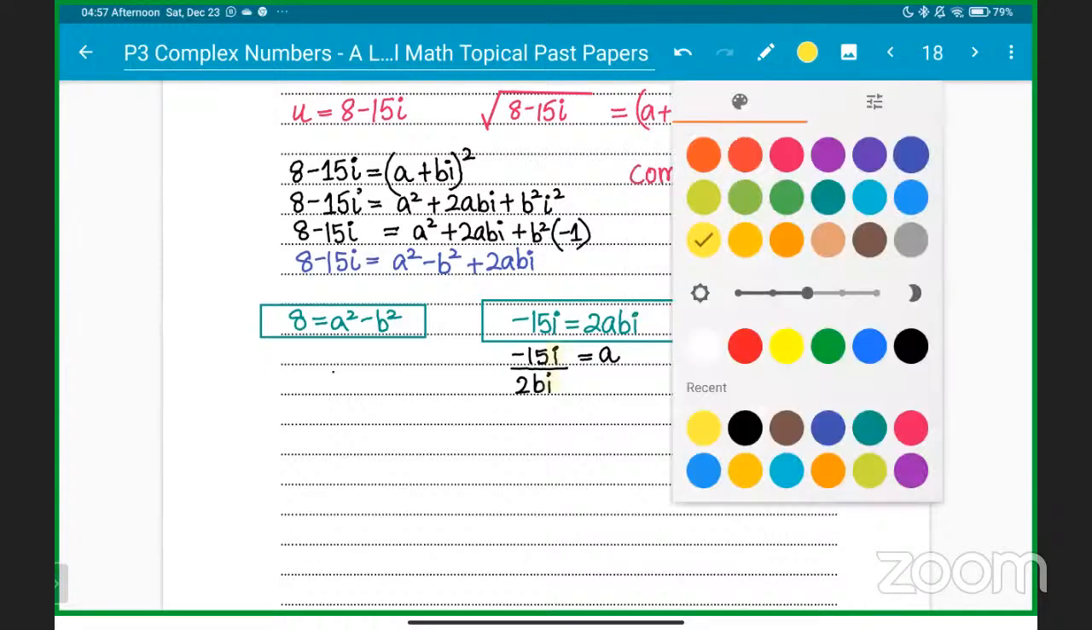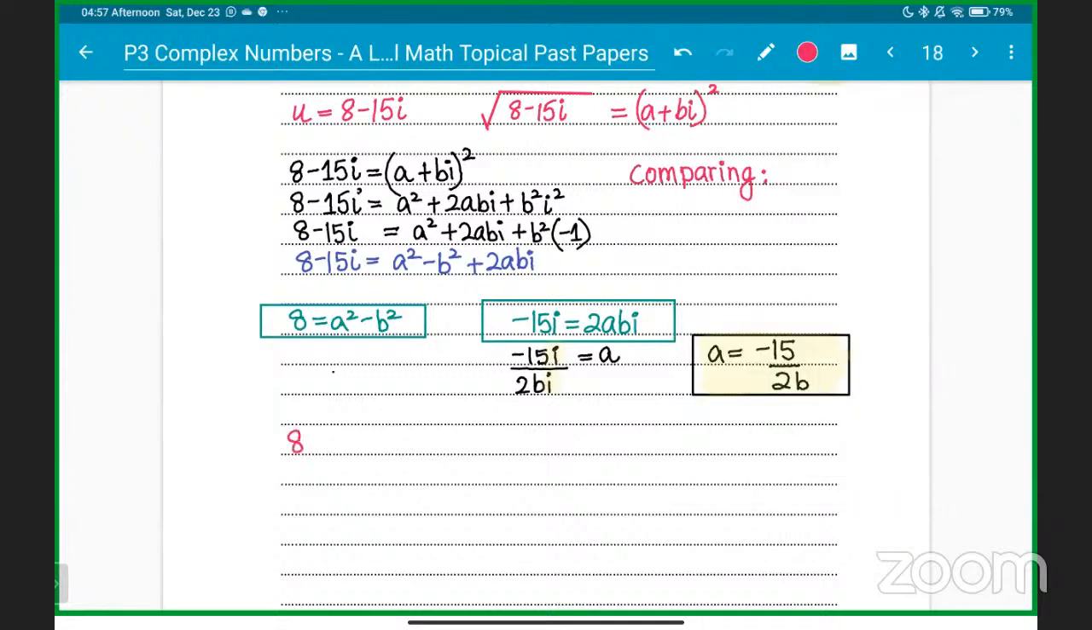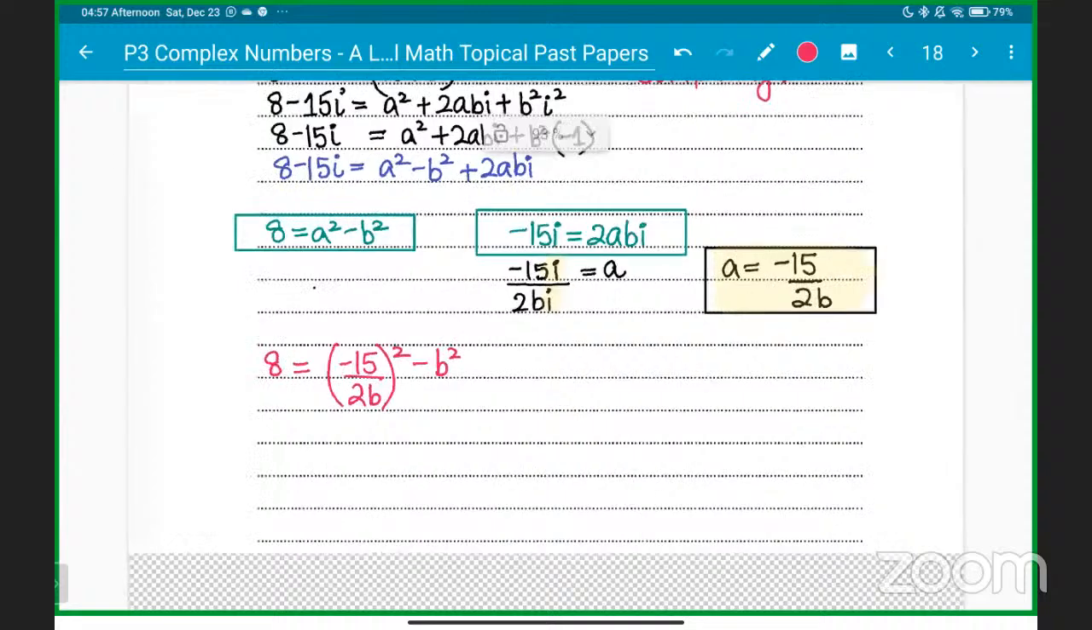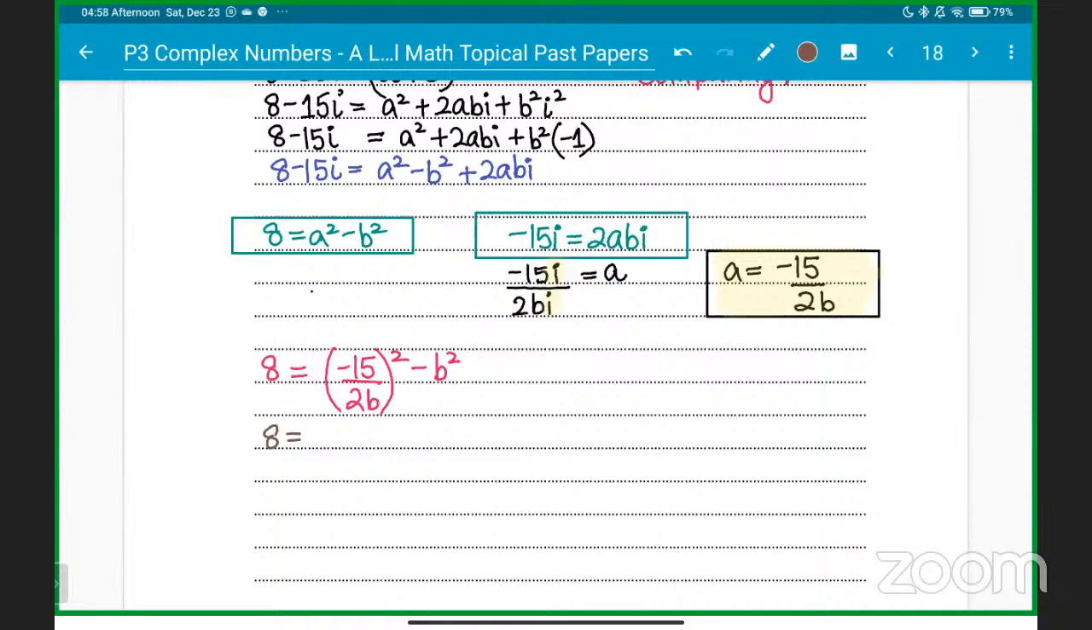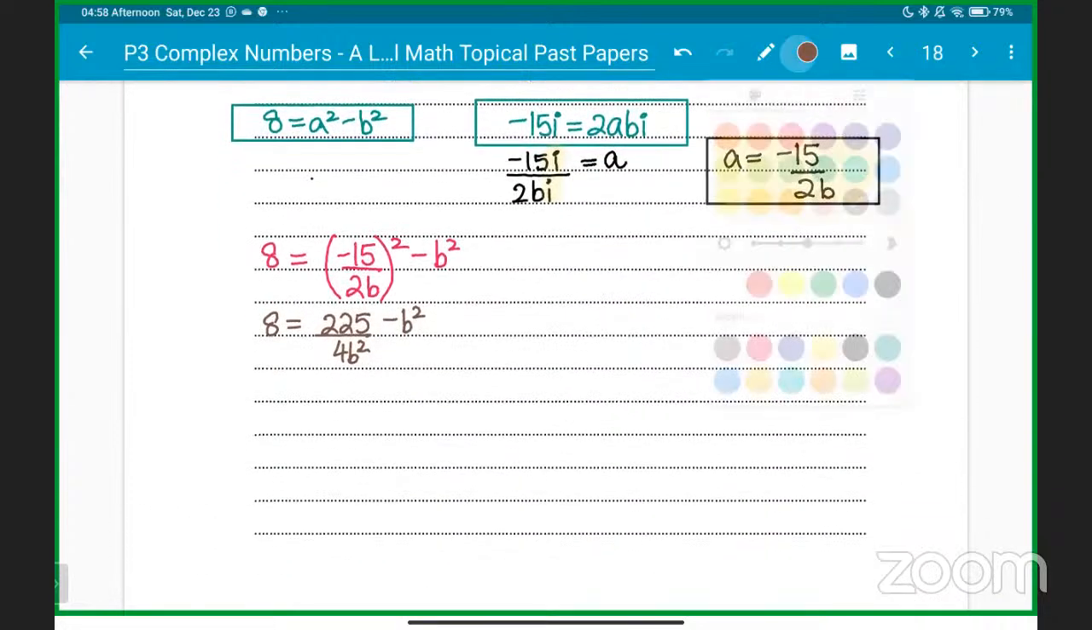Now, what you do when you make the subject from simultaneous equations, everyone has done this topic from P1, right? Instead of a square, you are going to put minus 15 over 2b, whole squared, minus b square. So this will become a disguised quadratic, where the power will change. Everyone with me? So 8 is equal to 225 over 4b square minus b square. Understood? Clear? No doubt? Then you take the LCM, simplify and solve. Make sure no mistakes. Minus 15 square is 225, 2 square is 4, and b square is b square.